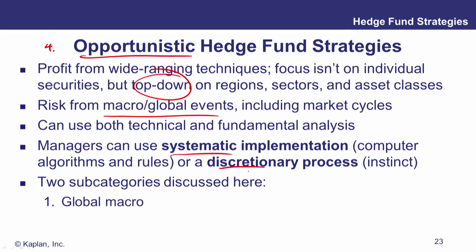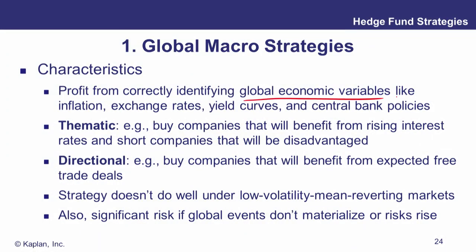We're going to be looking at two subcategories of opportunistic strategies. The first is global macro, and the second is managed futures, which is a bit more niche and specialised. So let's start off with global macro first of all. Global macro sounds high level, doesn't it? And it certainly is. So we're trying to identify the direction of travel of global economic variables. It could be inflation, exchange rates, yield curves, the policies of a central bank, etc., etc.